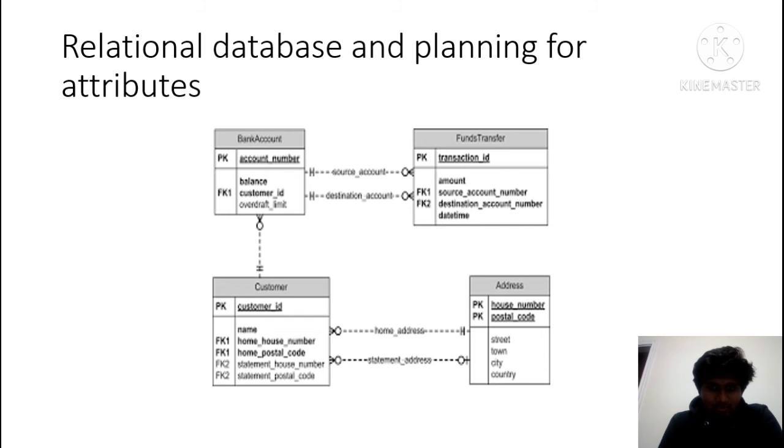Same over here, for example, the home house number can connect to a street because it's related to it. Home postal code can be connected to town because it's related. And the primary key, house number, postal code, can't be connected with the name and house number, like a home house number.